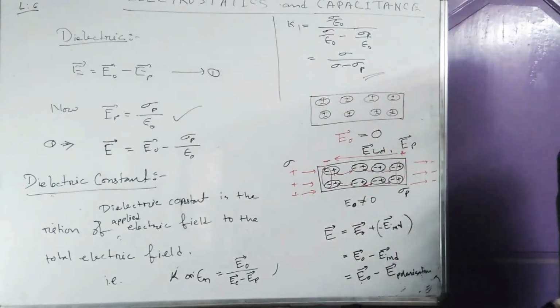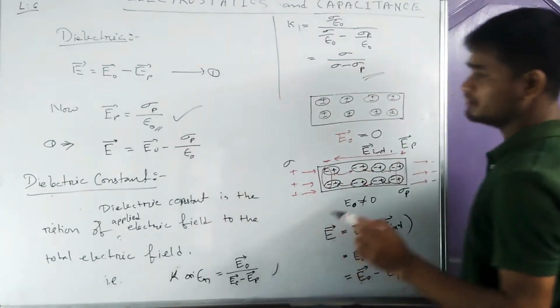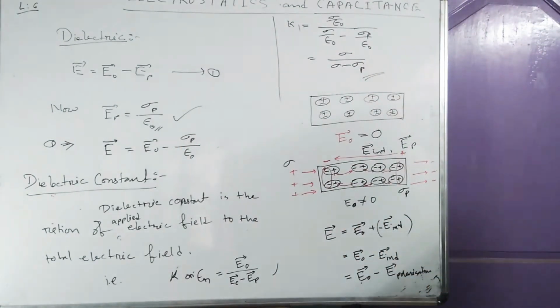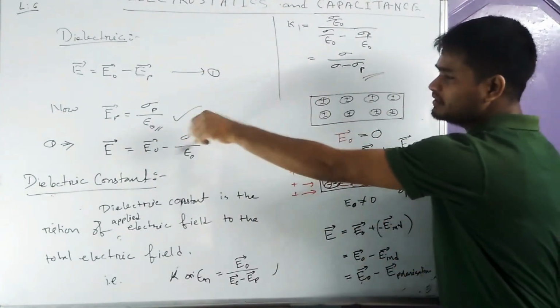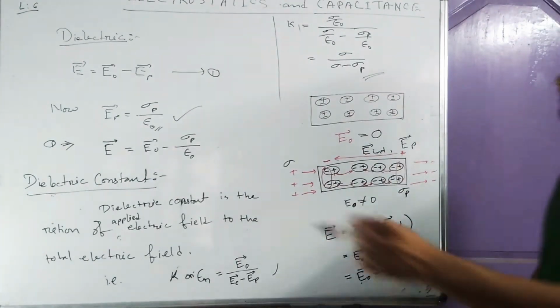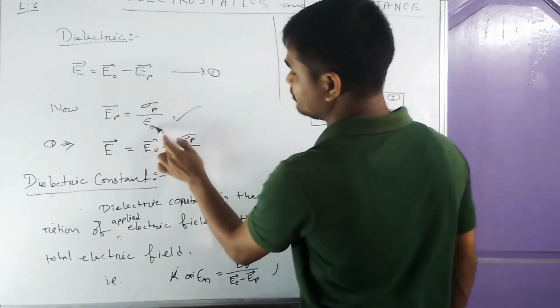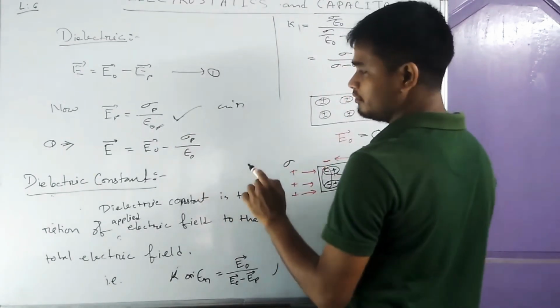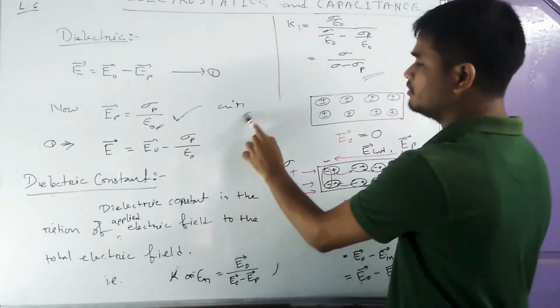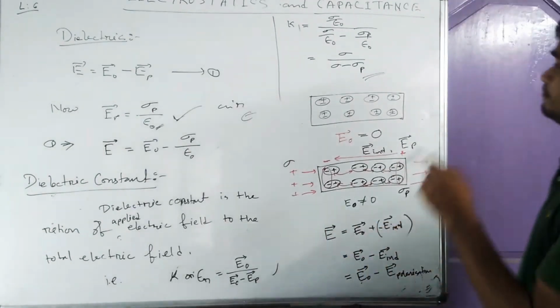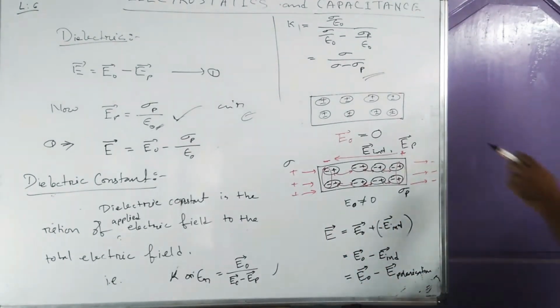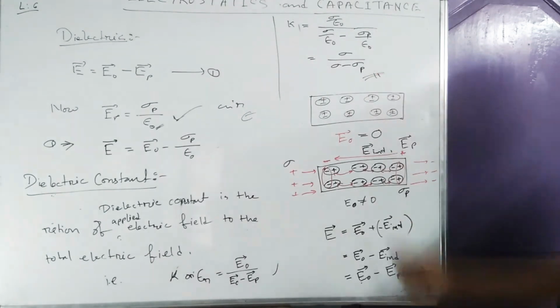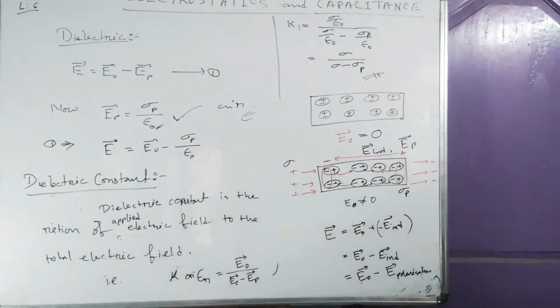This is the case of air. Epsilon naught is for air or vacuum. For other media we consider epsilon, or epsilon m. Clear? So this is the dielectric constant.